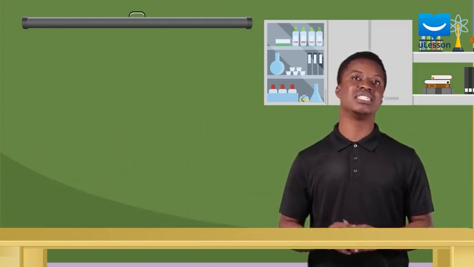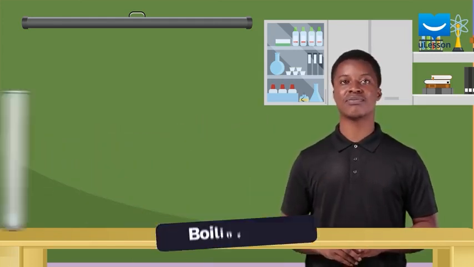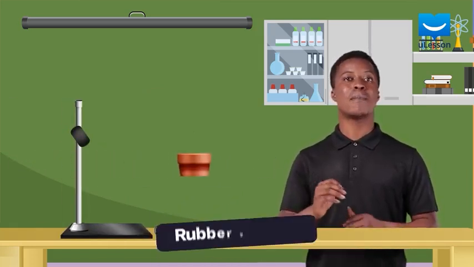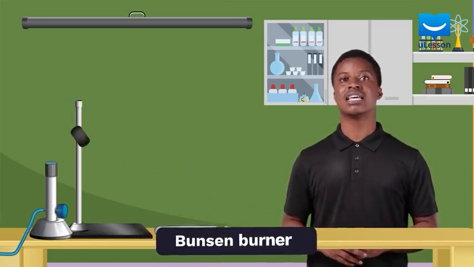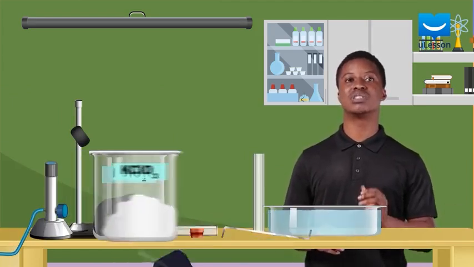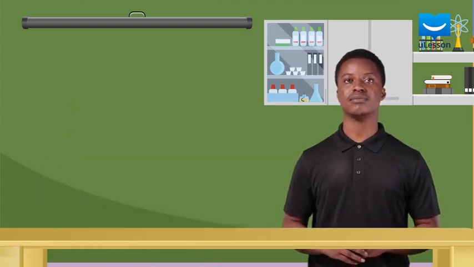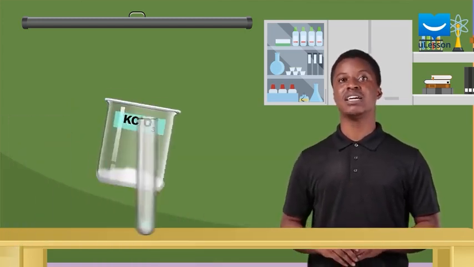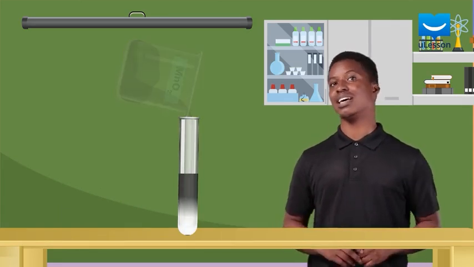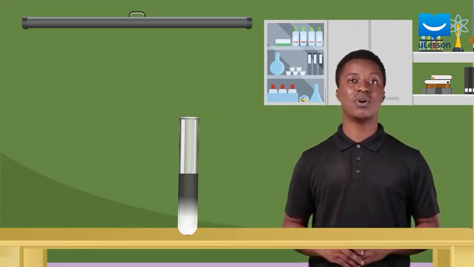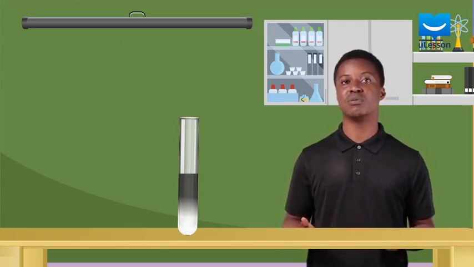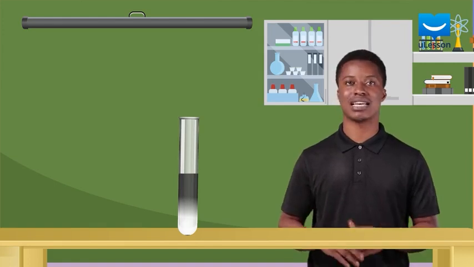The apparatus and reagents needed for this experiment include a boiling tube, retort stand, delivery tube, rubber stopper, Bunsen burner, gas jar, a trough of water, manganese 4 oxide, and potassium trioxychlorate 5. The potassium trioxychlorate 5 is put in the boiling tube alongside manganese 4 oxide. Note that in this reaction, manganese 4 oxide plays the role of a catalyst. That is, it does not affect the products formed, it just makes the reaction faster.